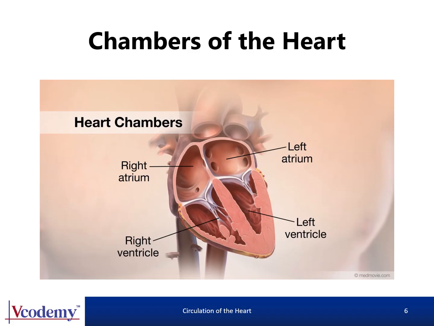Blood returning to the heart enters the atria and is then pumped into the ventricles. From the left ventricle, blood passes into the aorta and enters the systemic circulation. From the right ventricle, blood enters the pulmonary circulation via the pulmonary arteries.